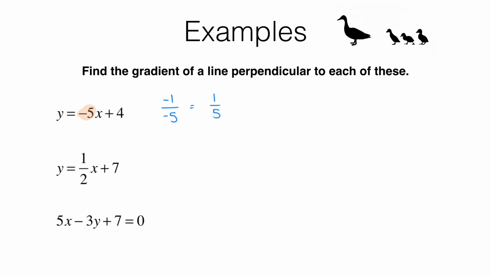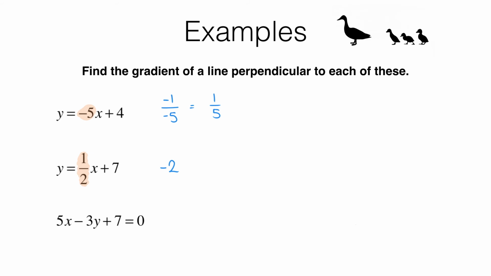For this one here, we've got y equals 1/2x plus 7. The gradient this time is a half. So a perpendicular line is going to have a gradient of -1 over 1/2, which remember is the negative reciprocal of 1/2. Well, the reciprocal of 1/2 is 2, just swapping those around. And because we're looking for the negative reciprocal, we want the gradient to be -2. Any perpendicular line to this one will have a gradient of -2.